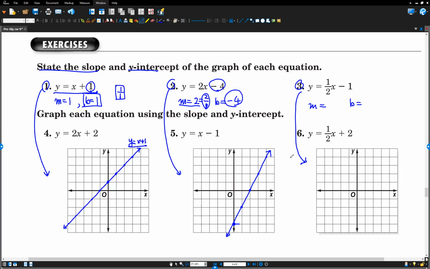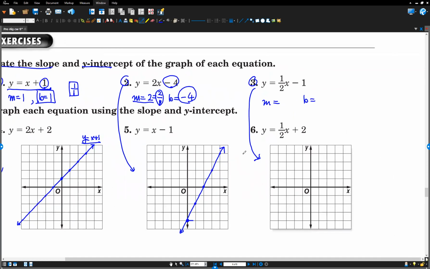All right, number 3. What's the slope of number 3? The coefficient of x is the slope. 1/2 is the slope. What is the y-intercept? -1 is the y-intercept. Okay, now let's make a graph. Y-intercept is -1. We start over here, -1 on the y-axis. That's our starting point.